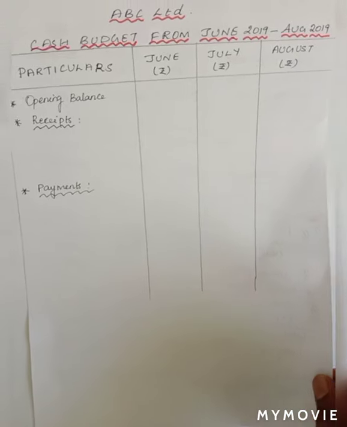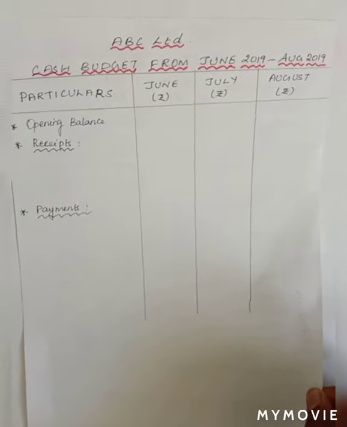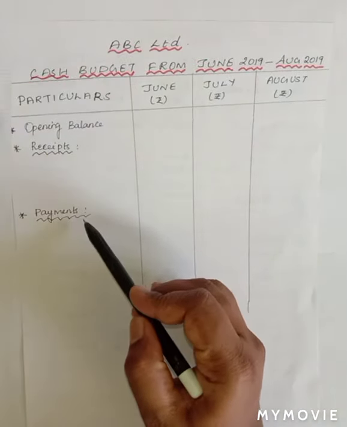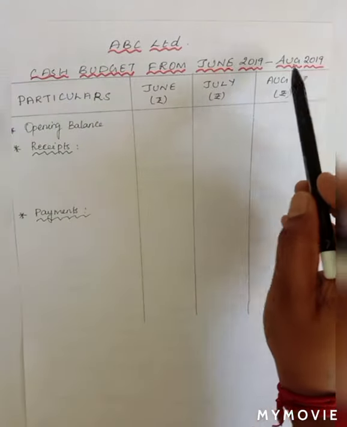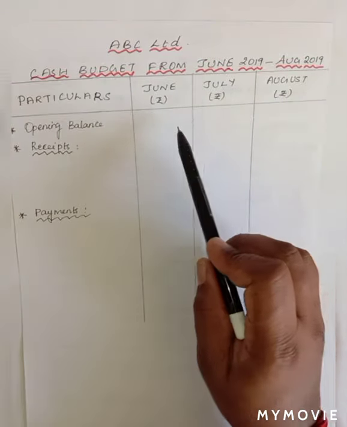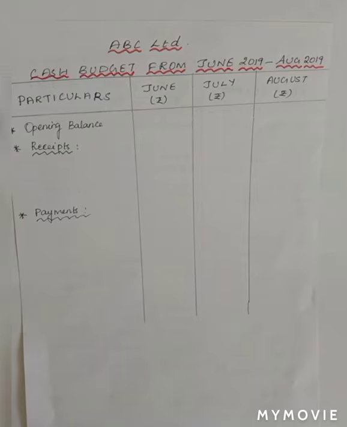So I have taken a format here. You can see that. Okay, so here is a cash budget of ABC Limited. Okay, and you can see opening balance, receipts and payment. Okay, it's for cash budget from June 2019 to August 2019. So that is the estimated period, forecasted period. So we are doing it for all those periodically. Okay, monthly we are doing it.